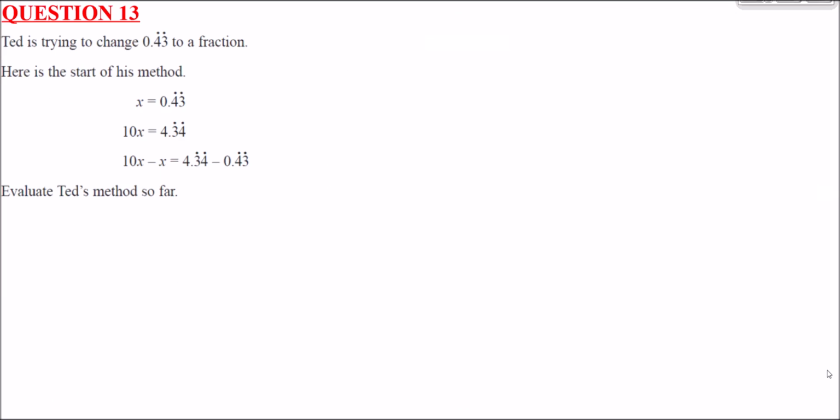Question 13 is one of these where you have to evaluate somebody else's attempt at a question. In this case, the person is Ted. So he's trying to go from a recurring decimal to a fraction. So you need to know the method in order to answer this question. So Ted here is starting off with x, which is 0.43 recurring.